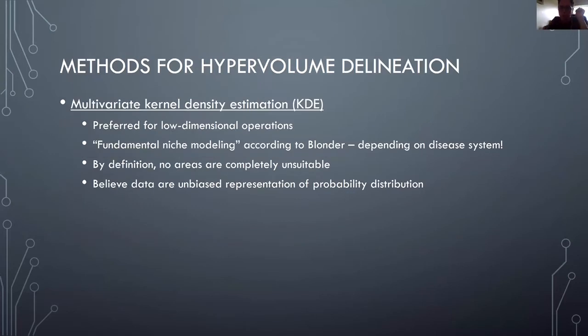So in general, there are two main methods that Blonder proposes for delineating a hypervolume. One is using multivariate kernel density estimation, which is essentially understanding the probability density for occurrence points. It's been mentioned that this is preferred in low dimensions, and a lot of the reason for that is because as you increase in dimensions, the density becomes a lot more constrained, and the hypervolumes in general in high dimensions become more and more clustered together.